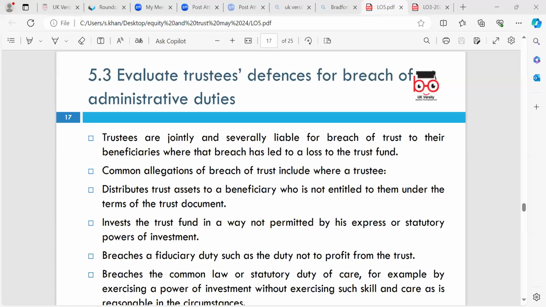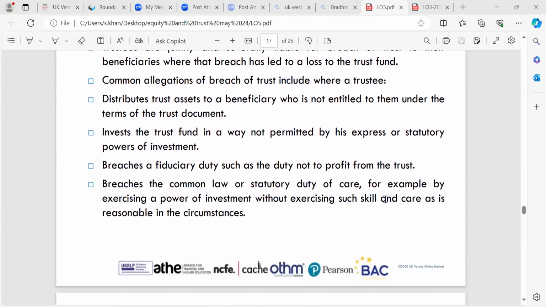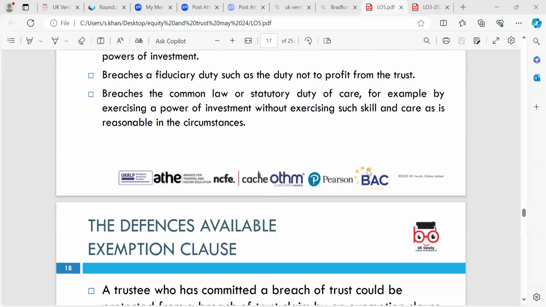The next one is breaches of fiduciary duty, such as the duty not to profit from the trust, or breaches of the common law or statutory duty of care, for example, by exercising the power of investment without exercising such skill and care as is reasonable in the circumstances. So trustees are jointly liable, and they have to make sure that they are meeting the fiduciary duty requirements.